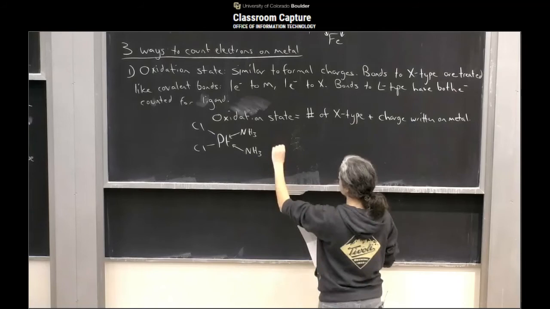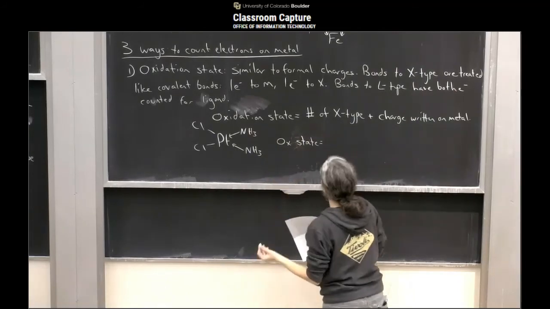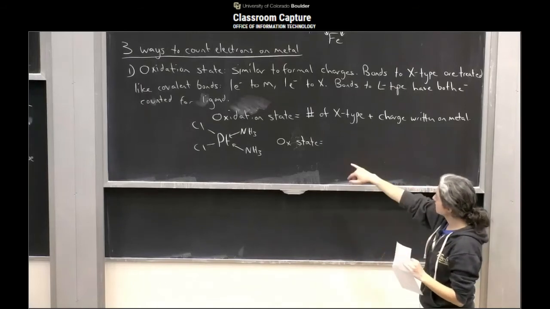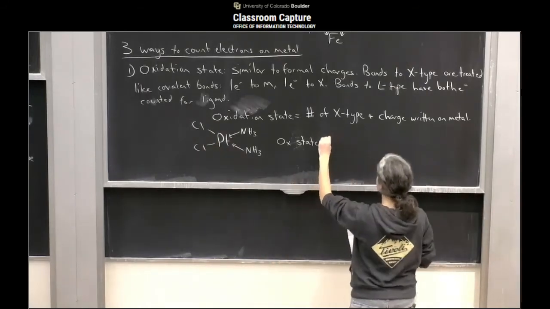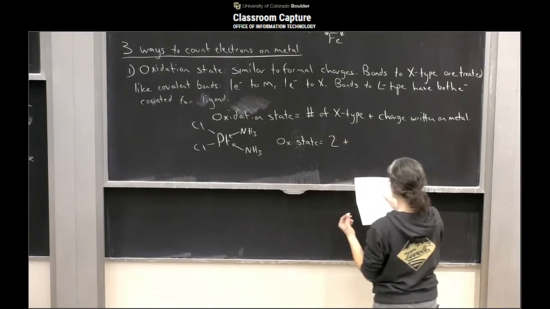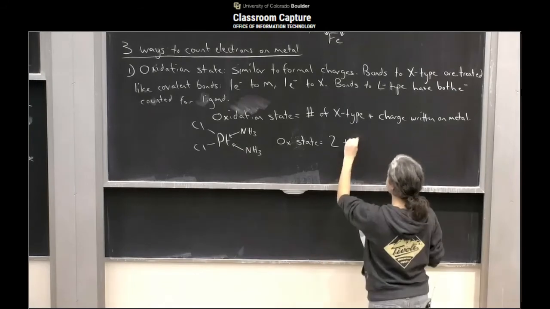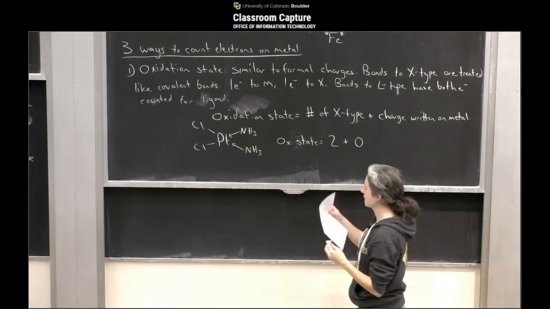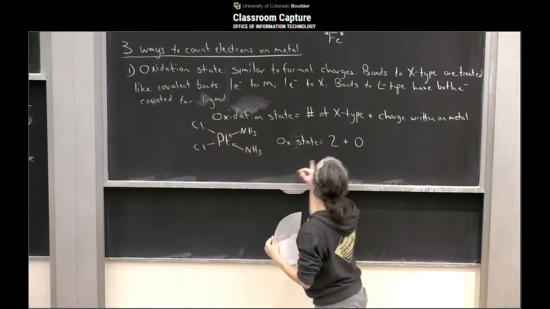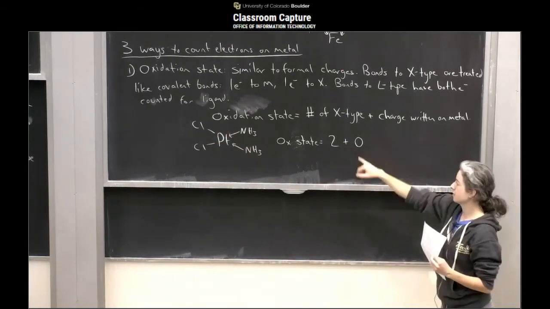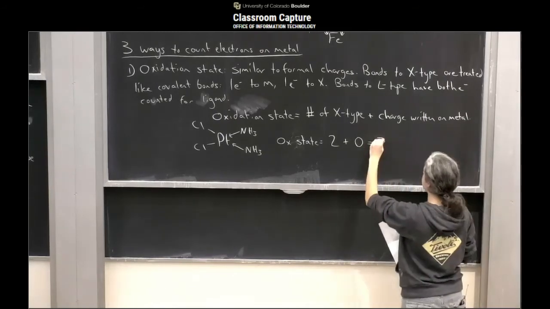Its oxidation state is going to be the number of X-type ligands on the metal. So 2 plus 0, because there's no charge written on the metal. We will see some examples where you might have platinum with a plus charge and some ligands going on, and then you would have some number here. But the oxidation state here is just going to be 2.